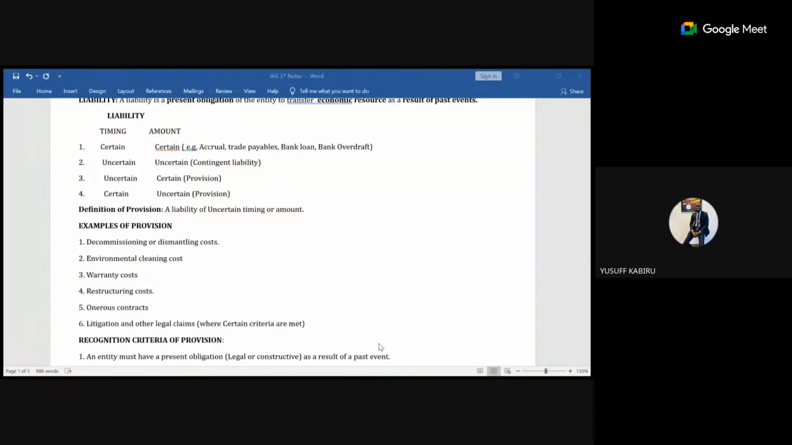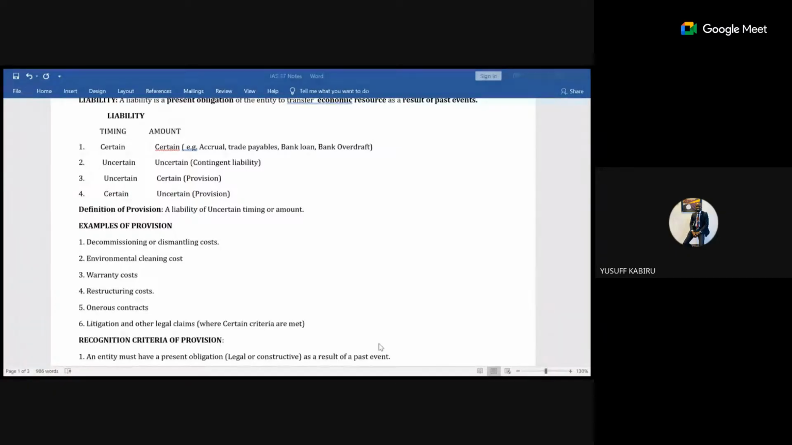When you buy a land, then you construct on it, but at the end of the lease period, the lease tenure, you are going to restore it by demolishing all the buildings that you actually mounted on that land. So it is called decommissioning cost. So what IAS 37 is now saying is that once you have a decommissioning cost to incur in the future, you must do what? You must make provision for it. That is where I'm going.